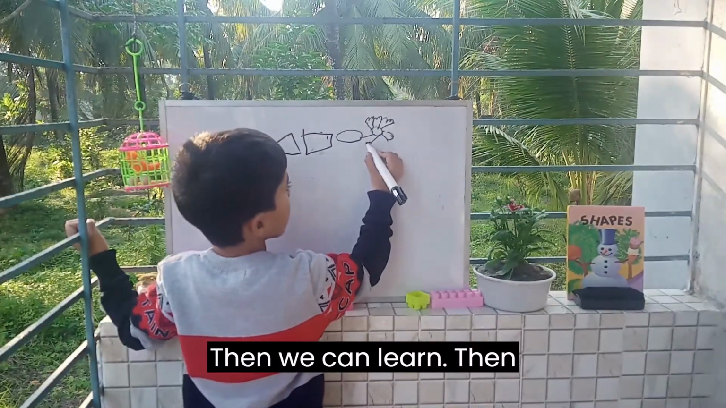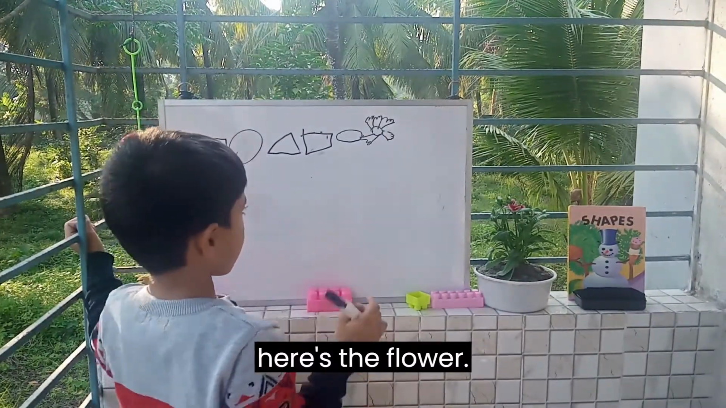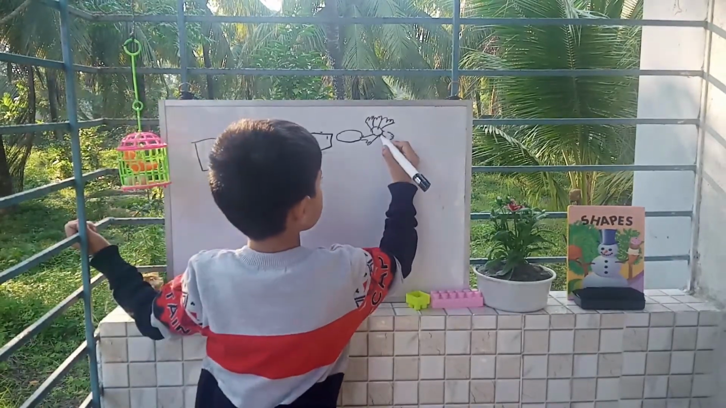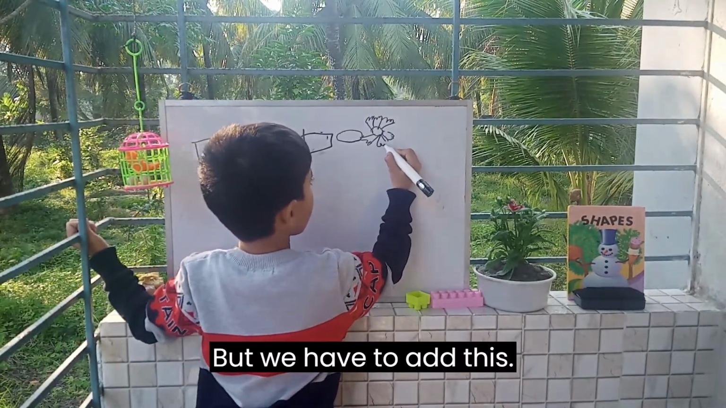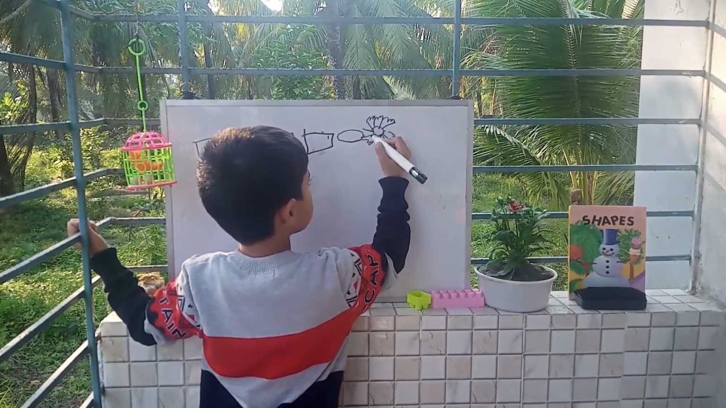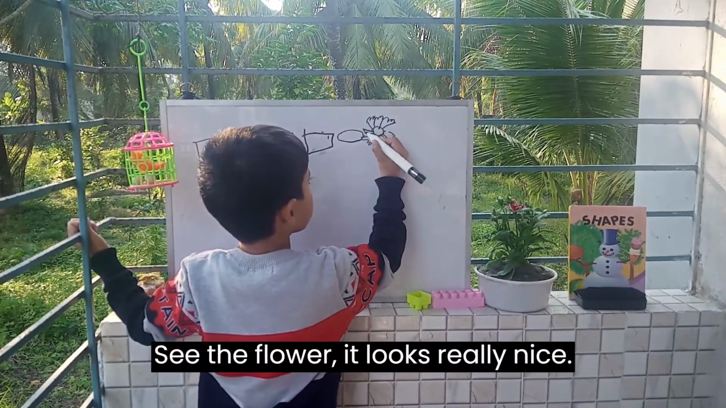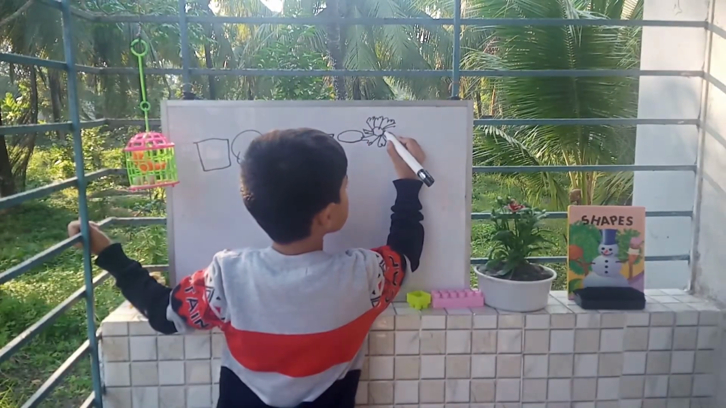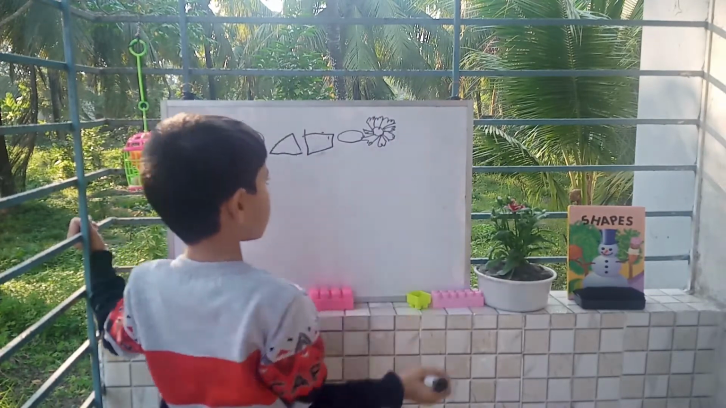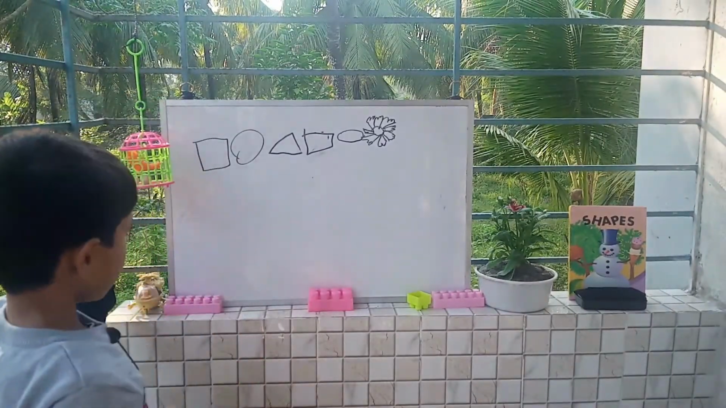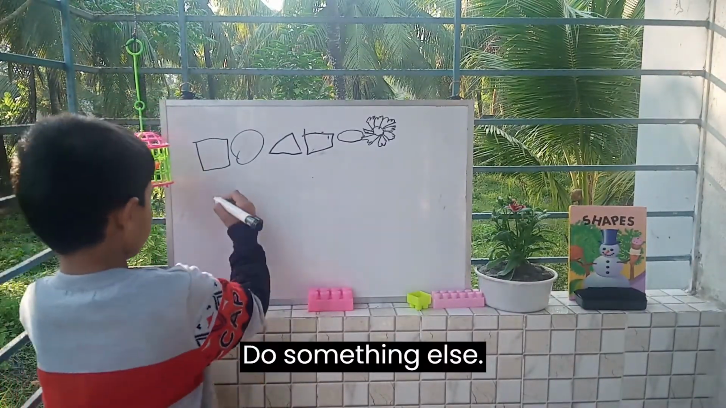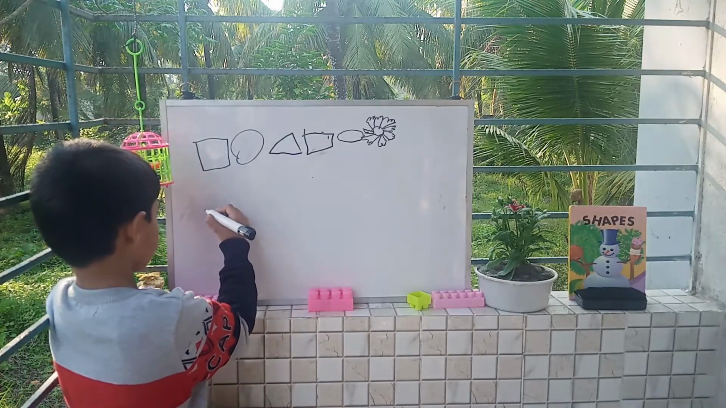We can then here's the flower. But we have to add this. See the flower? It looks really nice. Now, let's do something else.